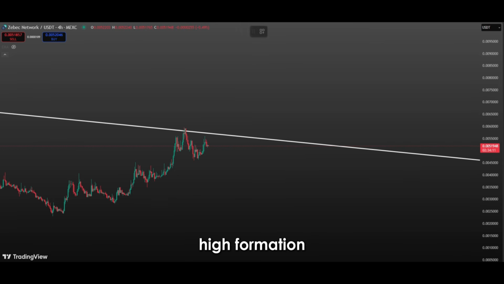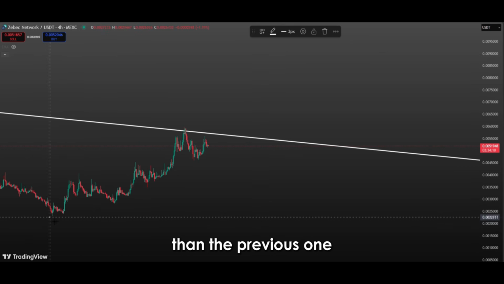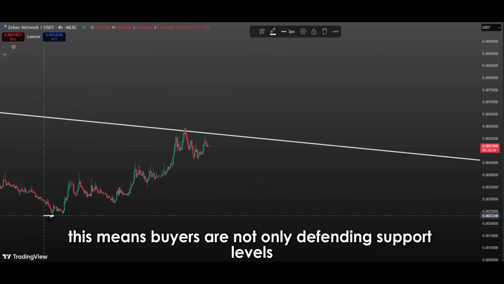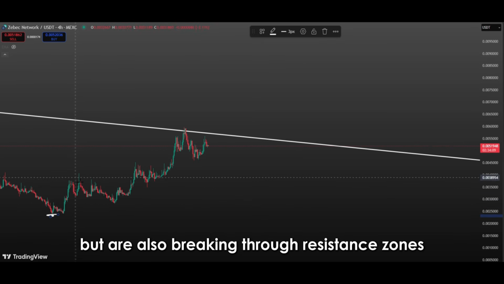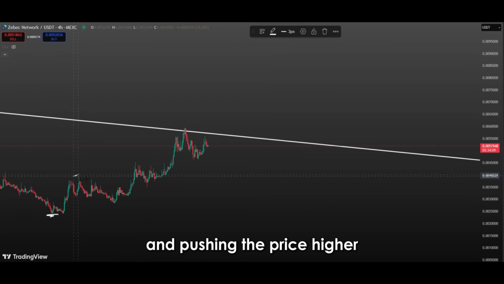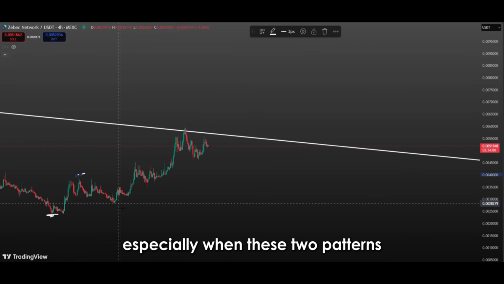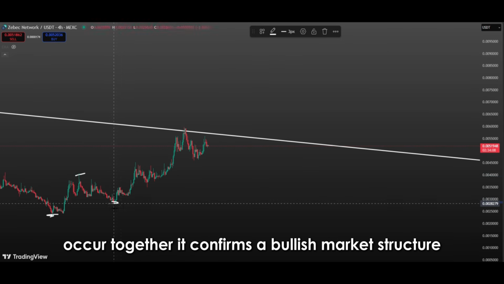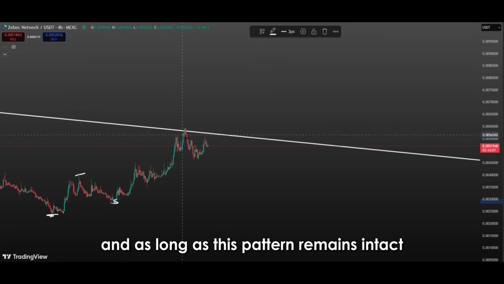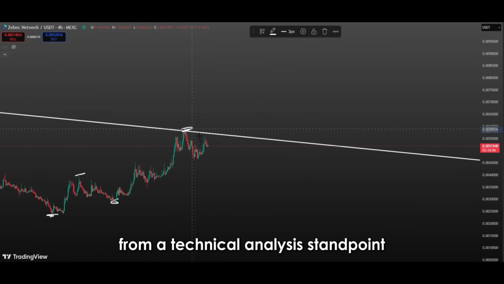Meanwhile, the higher high formation shows that each new rally is creating higher peaks than the previous one. This means buyers are not only defending support levels, but are also breaking through resistance zones and pushing the price higher, indicating strong overall market momentum. Especially when these two patterns, higher lows and higher highs, occur together, it confirms a bullish market structure. And as long as this pattern remains intact, the uptrend is expected to continue from a technical analysis standpoint.